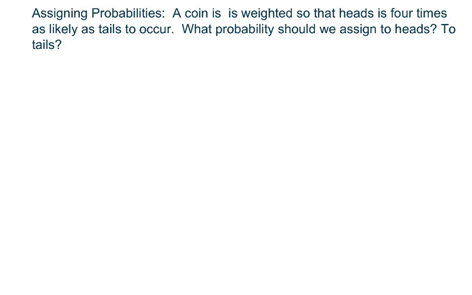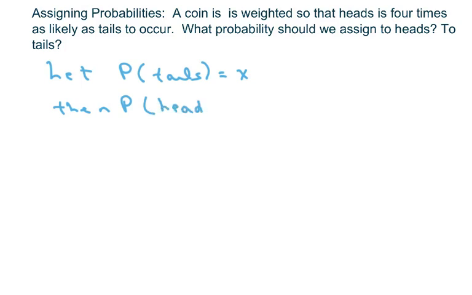So we're going to let the probability of tails equal x. Then the probability of heads equals 4x, because heads is 4 times as likely.